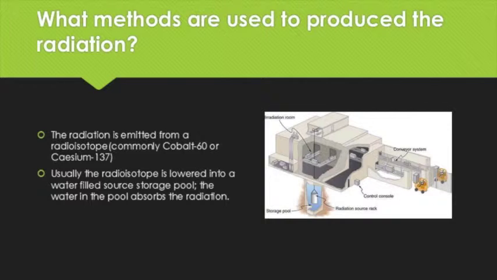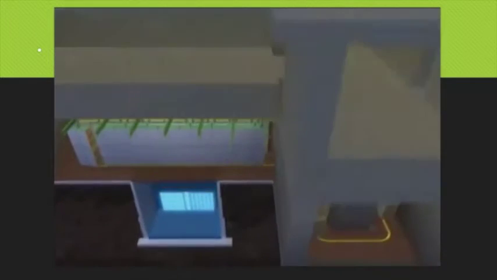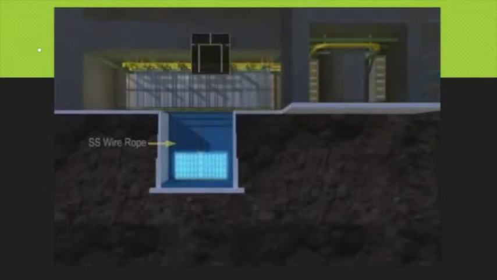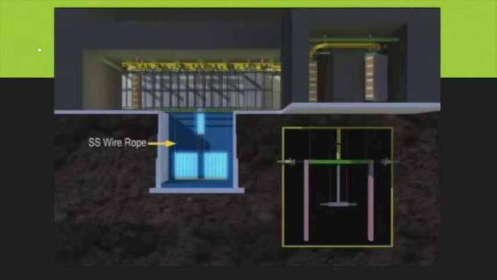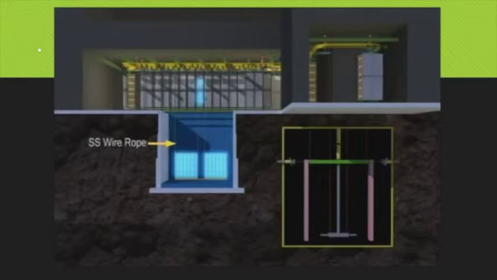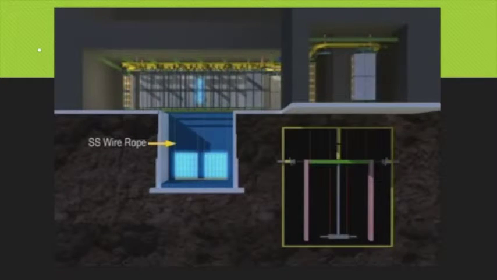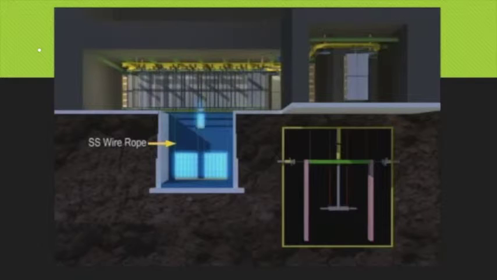With most designs, the radioisotope is lowered into a water-filled source storage pool. The water pool absorbs radiation to allow the maintenance personnel to enter the shield. The source movement is controlled by a hydraulic cylinder working through two sets of stainless steel wire-rope systems. Two source lifting blocks are provided, one for smaller source frame and the other for the larger source frame.